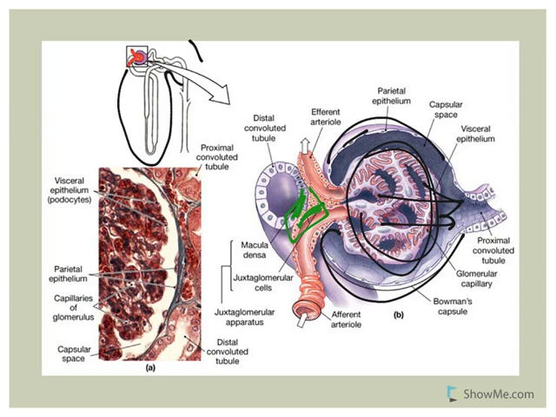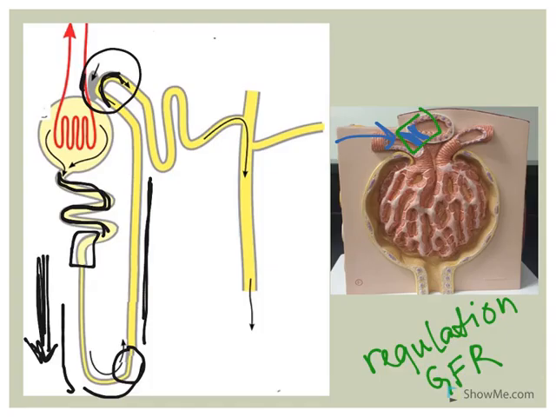Those cells also produce erythropoietin. Now, erythropoietin doesn't play a role in regulation of glomerular filtration rate, though. But erythropoietin is secreted from those cells in response to hypoxia, and that will be important in regulating blood cell production, or red blood cell production.